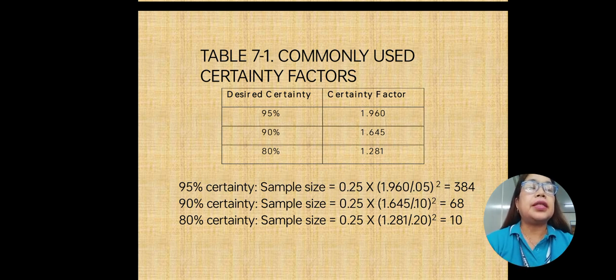For 90% certainty, the sample size is 0.25 times (1.645 / 0.10) squared, which equals 68. For 80% certainty, the sample size is 0.25 times (1.281 / 0.20) squared, which equals 10.